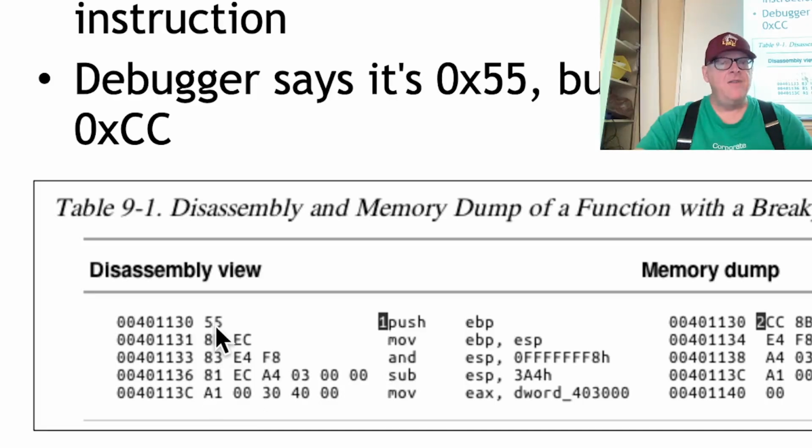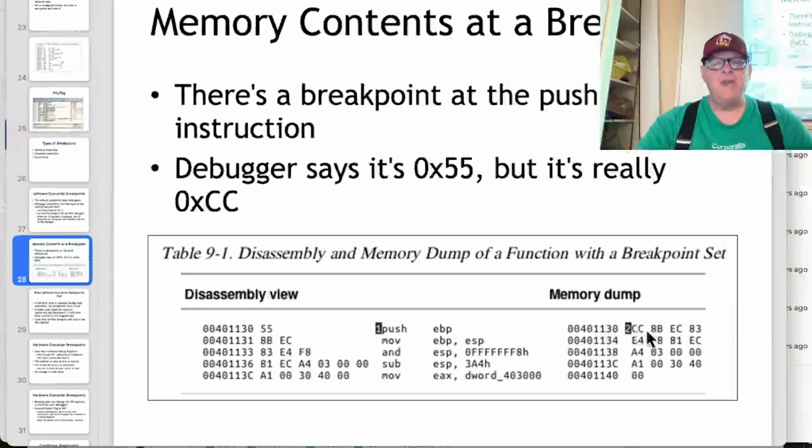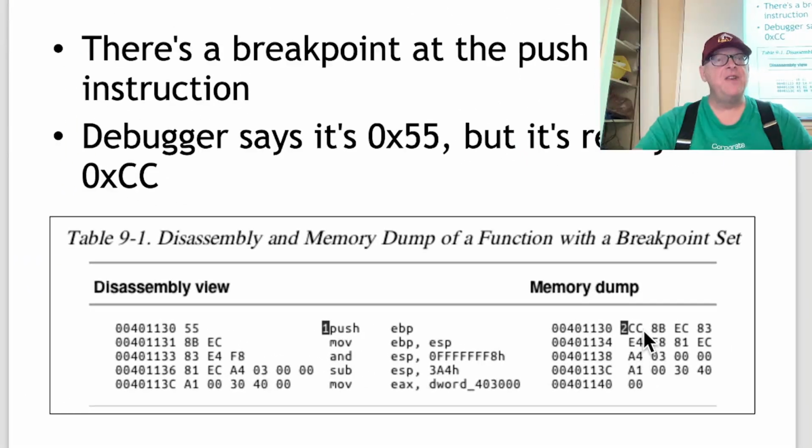So here, for example, if you put a breakpoint here, here's the raw bytes. This says 55. 55 is push EBP. But when you put a breakpoint there, it's actually going to be CC. If you do a memory dump, you'll see it's really a CC there. The 55 is being stored in the debugger's memory to put back later, but while the breakpoint is there, it's really a CC.